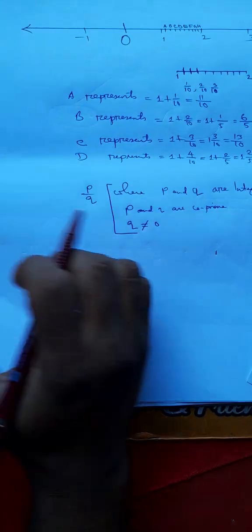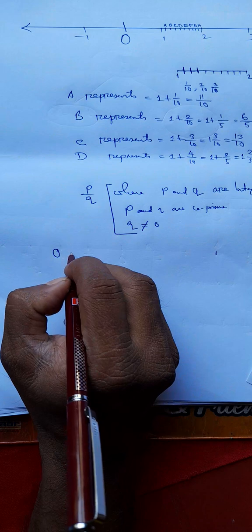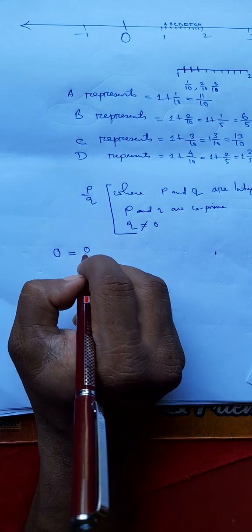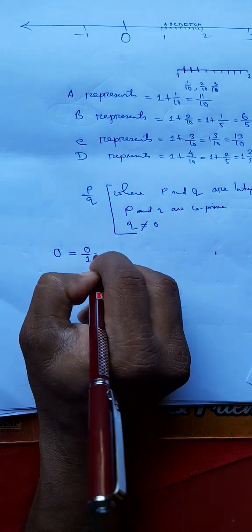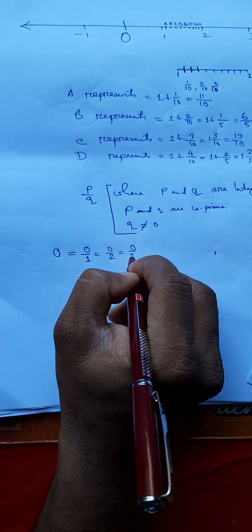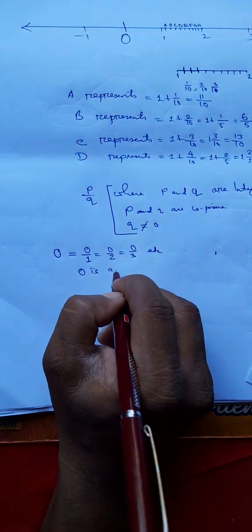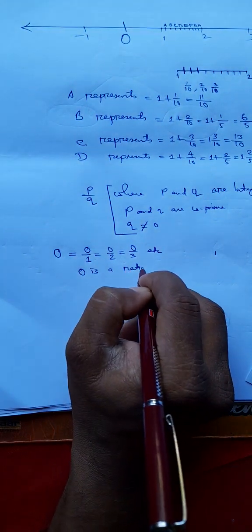Right. So let's take one example. 0 is an integer. Now 0 can be expressed as 0 by 1, or 0 by 2, 0 by 3, etc. So 0 is a rational number.